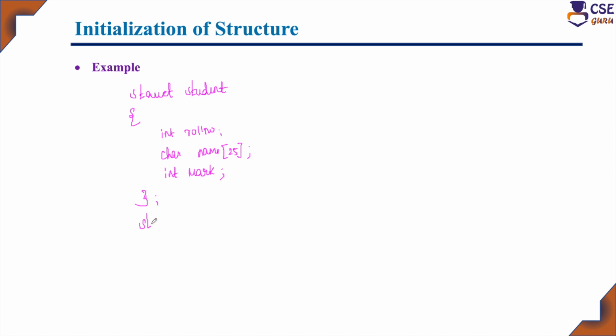Next, for example, struct is a keyword, student is the structure name, and here int roll number, char name of 25, the length you have to specify, then int mark, and it should end with a semicolon. This is one method. Then use the struct keyword again, then the structure variable std1 is equal to, for student 1 you assign the values: roll number is 1, name Rani, and mark is 400. It should end with a semicolon.